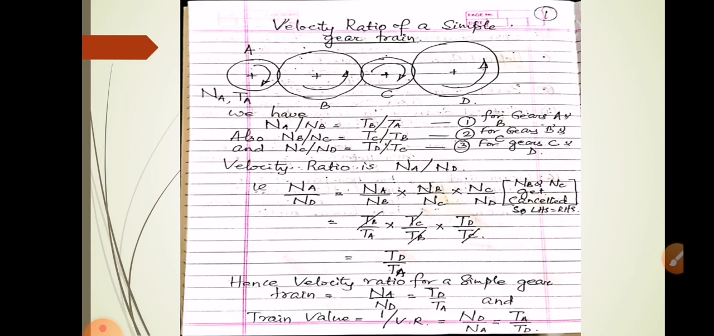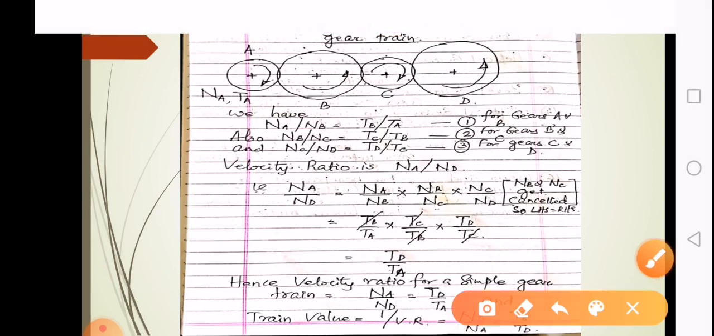So here you can see how we find out. For example, let's say there is a simple gear train, as shown here. There are four gears, A, B, C, and D. Let NA be the speed of gear A, and TA be the number of teeth. Similarly, NB, TB, then NC, TC, and ND, TD.